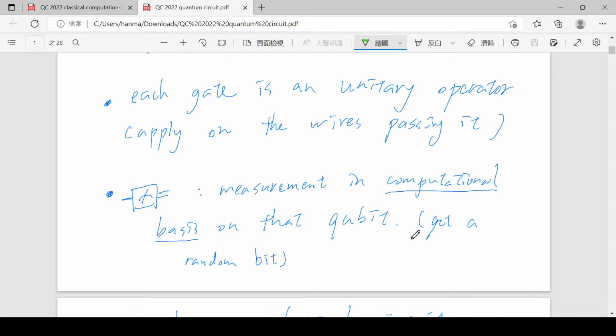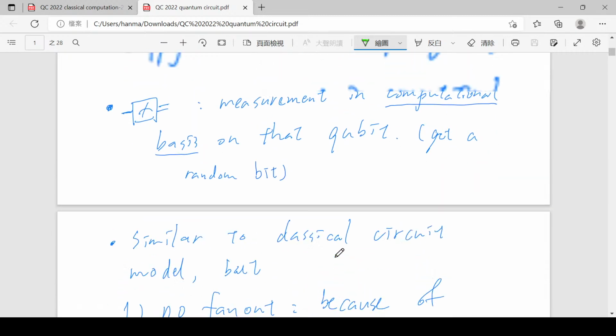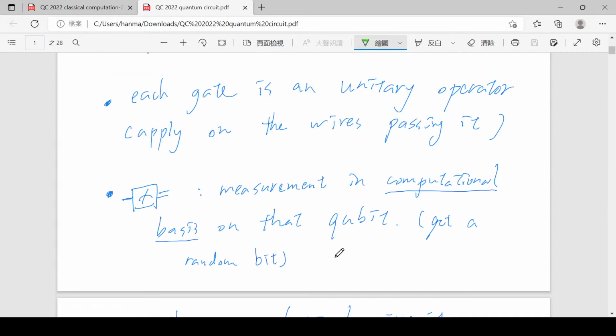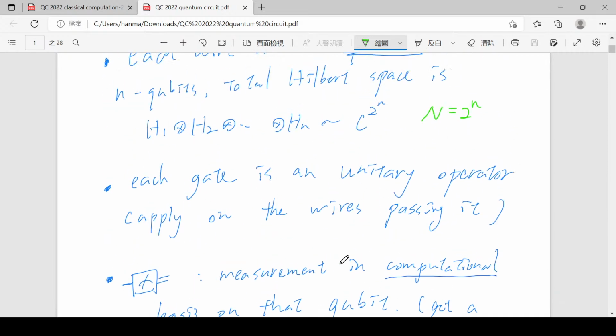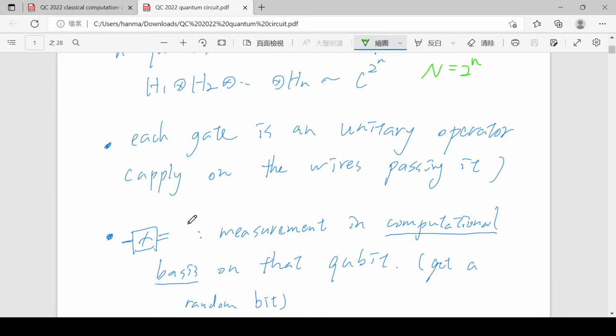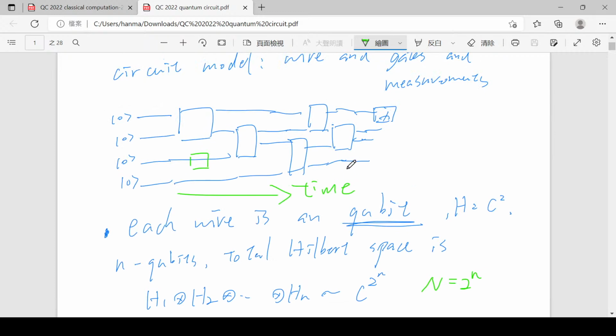And yeah, so you will measure in computational basis and get a random bit. And this is okay because, as we also prove when we talk about measurement, the most generalized measurement can be done with computational basis measurement, with some ancilla and a weird unitary depending on the measurement you want to do, right?